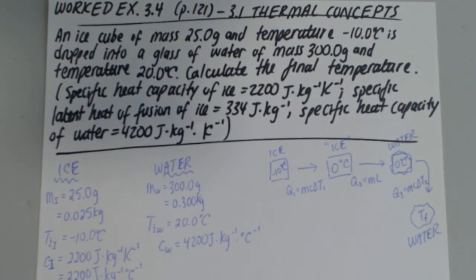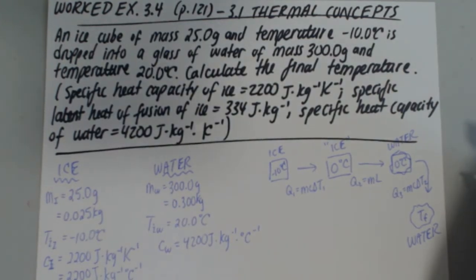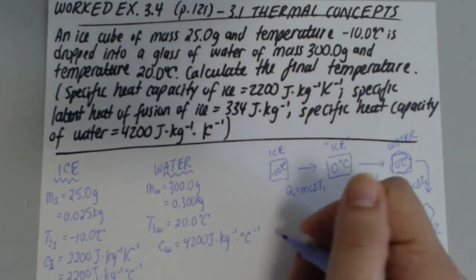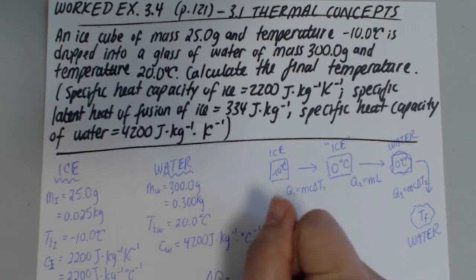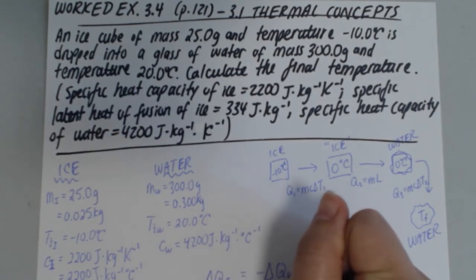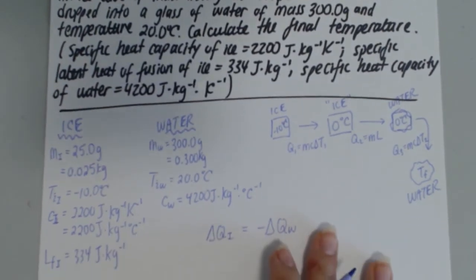Now, we don't actually expect the water to change temperature that much because after all, we have 300 grams of water and 25 grams of ice. It's a very small ice to water ratio, so it's not going to cool down substantially. So overall, the change in the heat of the ice is going to equal the negative change in heat of the water. And you can make this kind of statement as long as one is gaining heat and the other loses exactly the same amount of heat.